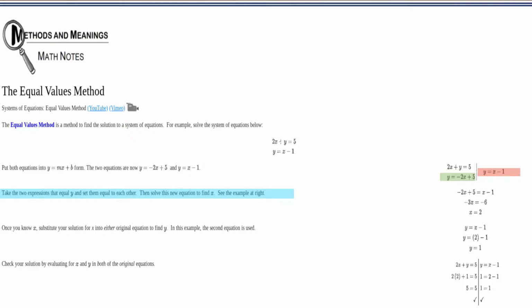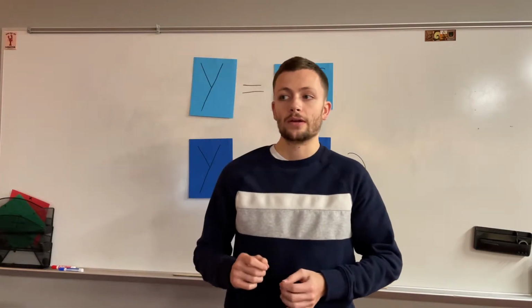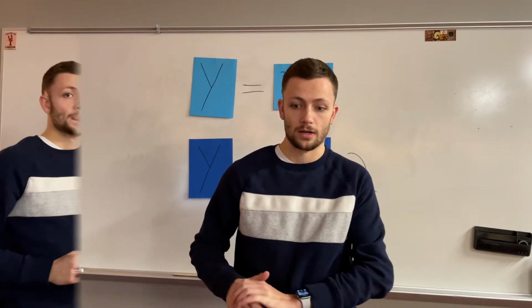Now we're going to go ahead and take a look at the example to the right. So in this top section, you see that we have taken the equation that was not solved for slope-intercept form and we've solved it for slope-intercept form. We have y equals negative 2x plus 5 and y equals x minus 1. Now we have negative 2x plus 5 equals x minus 1. So we have two equations that are set equal to each other and there's no more y's. Let's take a look at how that's supposed to work.